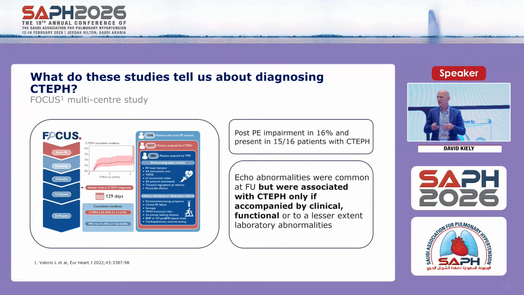What was an interesting finding in that study is that many patients had abnormalities on echo, so lots of people had left heart disease and other problems, but they were associated with a CTEPH diagnosis only if accompanied by clinical, functional, or to a lesser extent, laboratory abnormalities. So I think it really makes the case for an important symptomatic assessment and follows on from previous data showing that performing echocardiography in all patients following a pulmonary embolic event is not required.